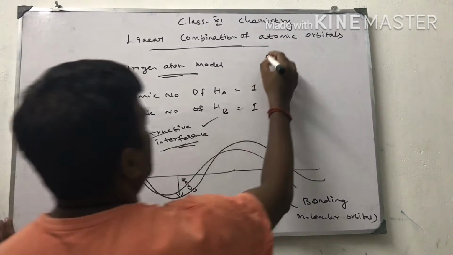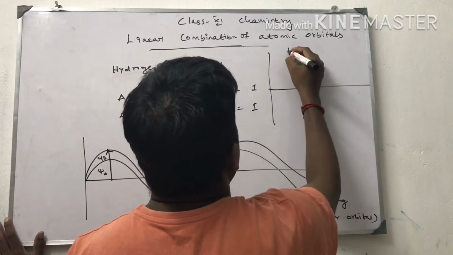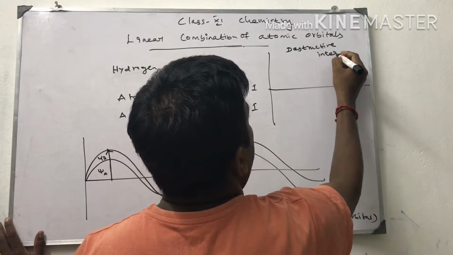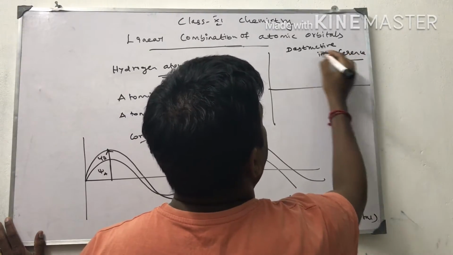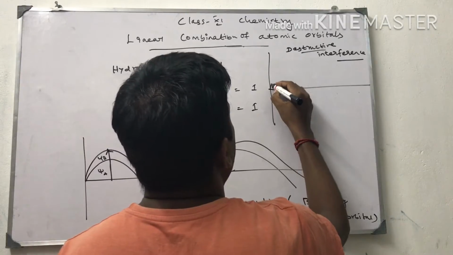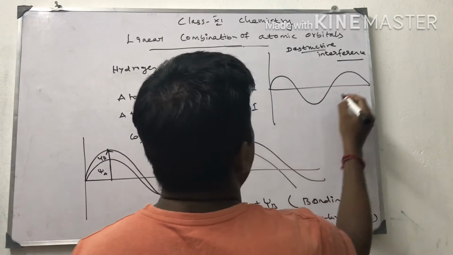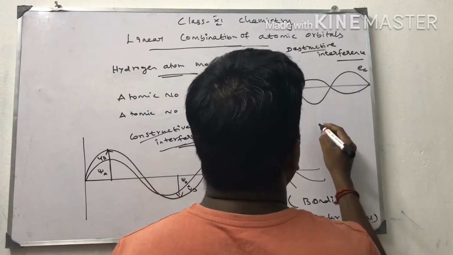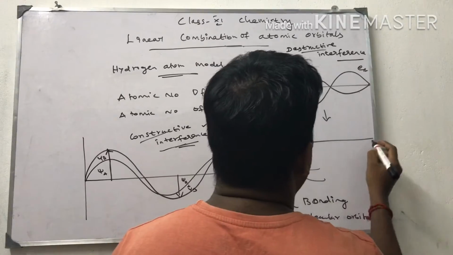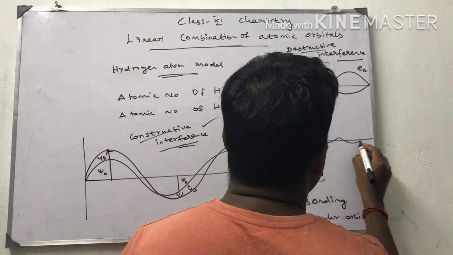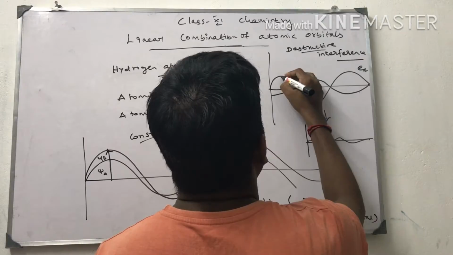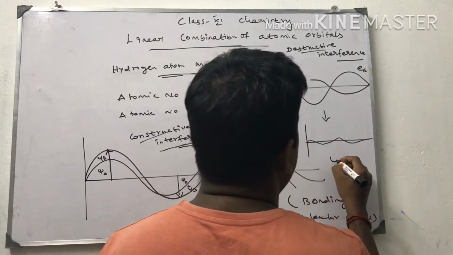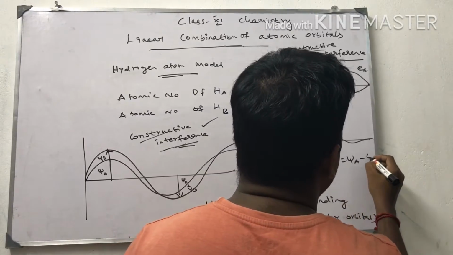Next one is called destructive interference. Destructive interference means the electrons are moving like this. Suppose one electron A is moving like this, and another electron is compensating like this. Therefore, the total wave function will be reduced. This is psi A and this is psi B, so psi is equal to psi A minus psi B.